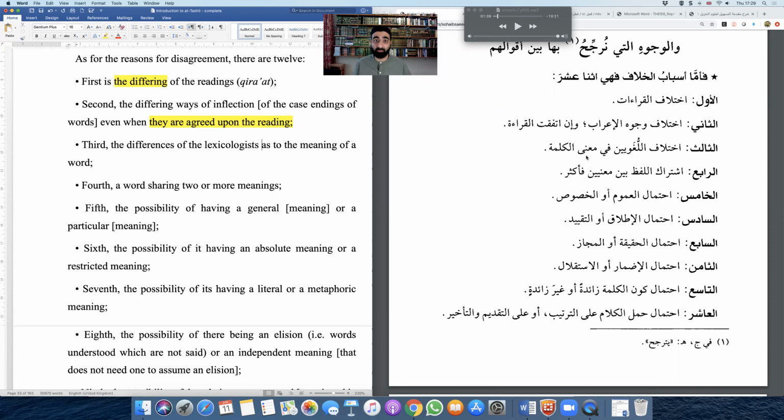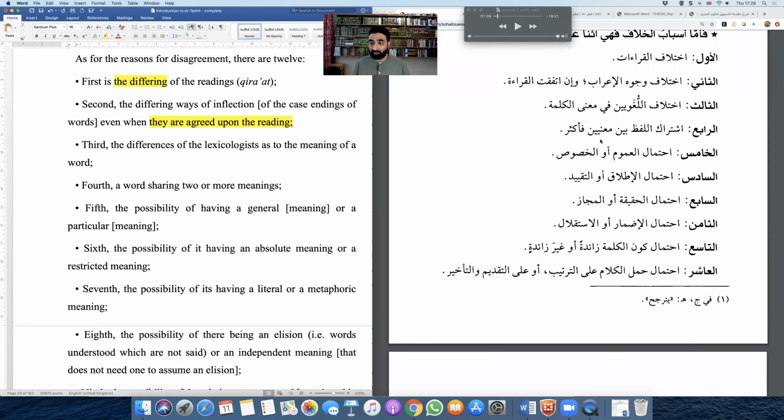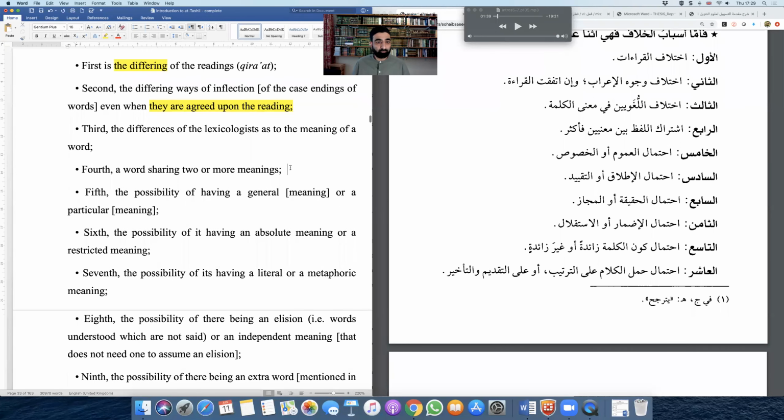So اختلاف اللغويين في معنى الكلمة, it would result in the mufassir taking it in different ways, right? Different possibilities of what is meant by a single word, right? So we're talking about on the level of the word, or we're talking about on the level of the construction, right? The grammatical construction. اشتراك اللفظ بين معنيين فأكثر. So this is what we'd call a homonym, right? A word sharing two or more meanings. So you've got the same word in terms of form, but then in terms of meaning, it has multiple meanings.